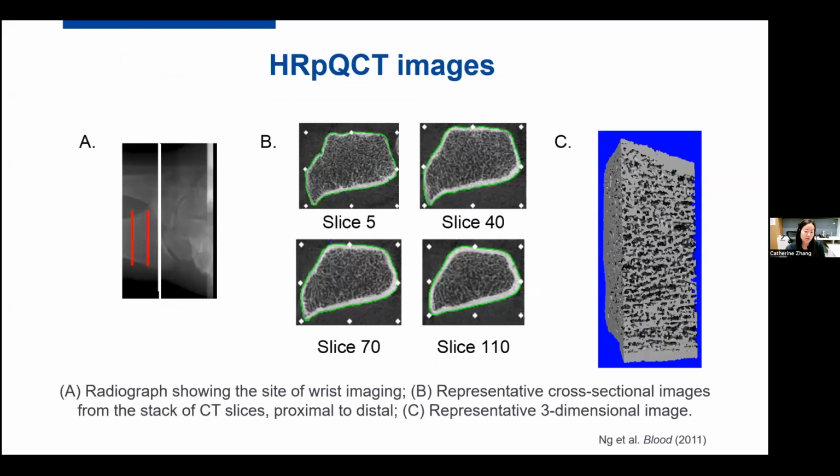This is an example of what high-resolution peripheral quantitative CT images may look like. They can be obtained from the distal radius as shown here, and also from the distal tibia. From the region of interest, a stack of cross-sectional CT slices is obtained, and this is used to reconstruct a representative 3D image.